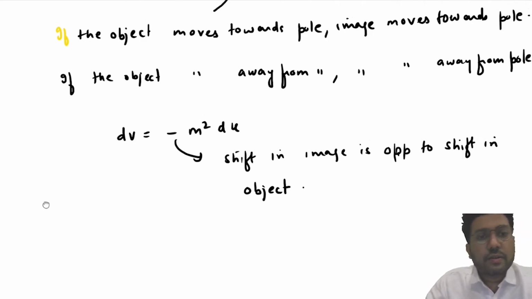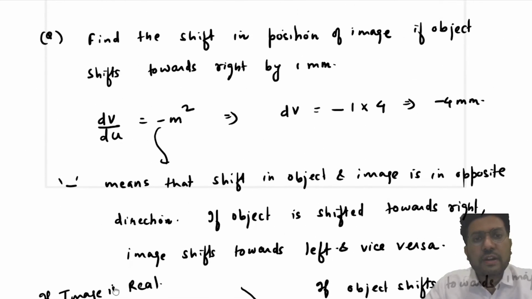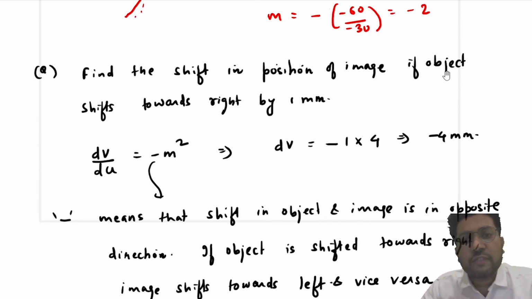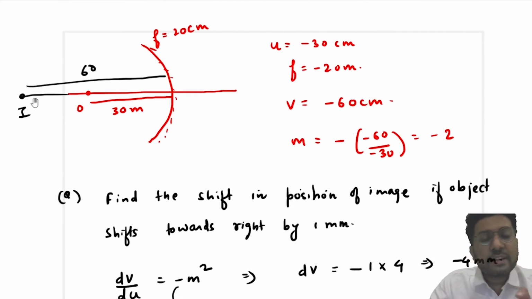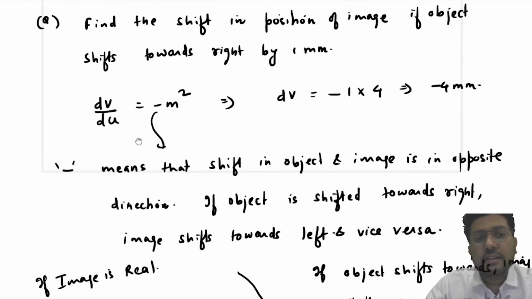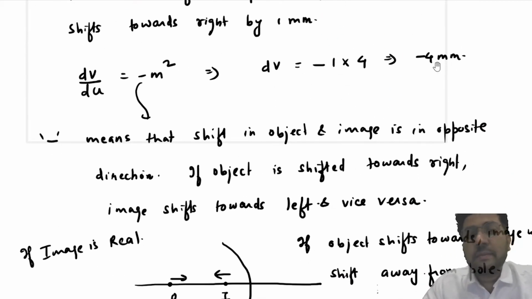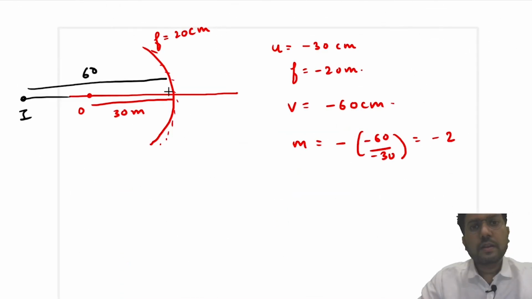Okay. So in this question, what was asked: find the shift in position of image if the object shifts to right by 1 millimeter. So that means the object was shifting towards pole, the image was shifting towards left, or you can say away from pole, and by 4 millimeter. Object shifted by only 1 millimeter, but image shifted by 4 millimeter, right?